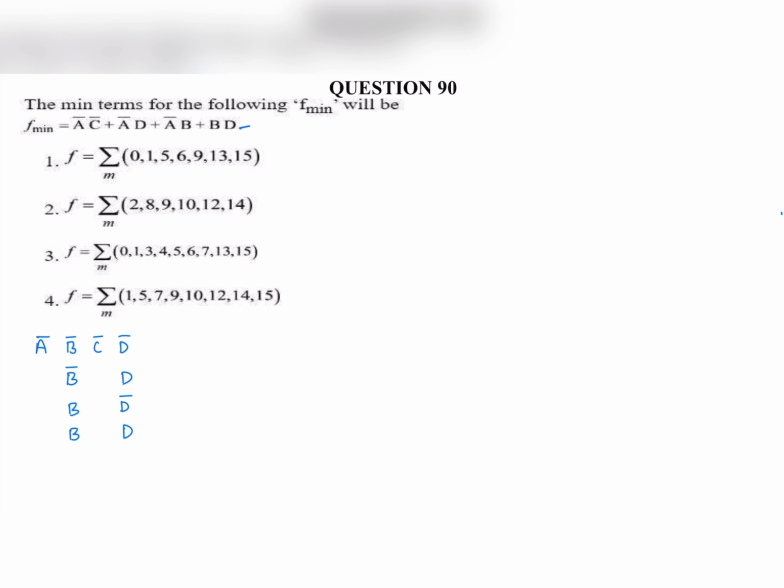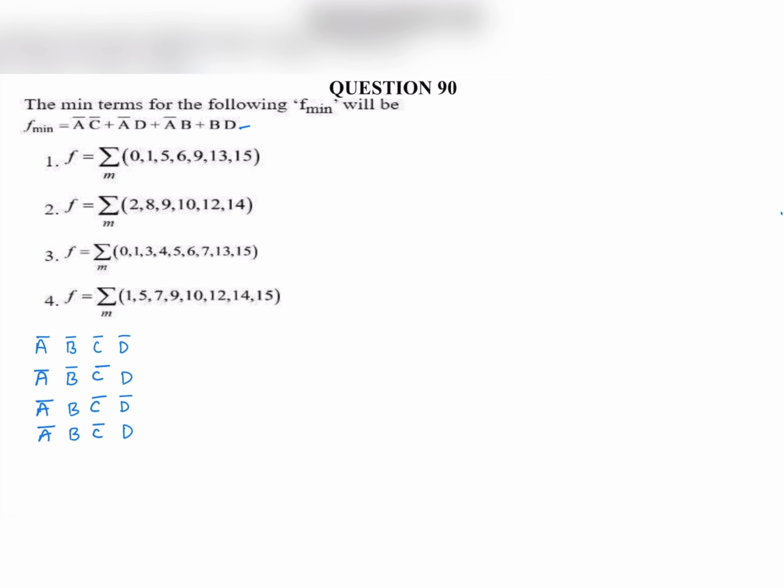The first term is A bar C bar. There are two literals, so B and D are missing. The missing literals have four combinations: B bar D bar, B bar D, B D bar, and B D. So that gives A bar B bar C bar D bar, A bar B bar C bar D, A bar B C bar D bar, and A bar B C bar D.